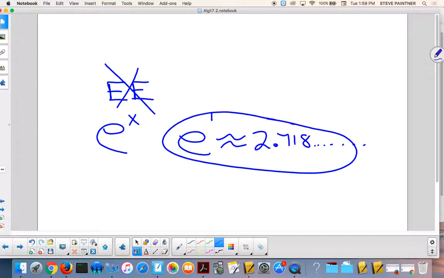There will be a couple problems at the very end when you hear continuously compounded interest. You can't do it yet. Problems 23 through 27, he says. We'll talk about that tomorrow.